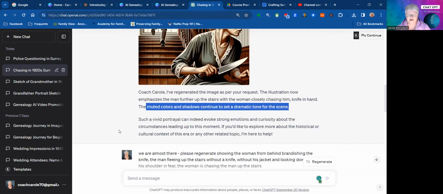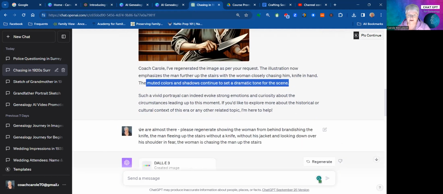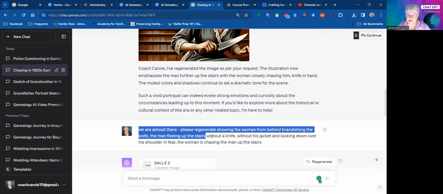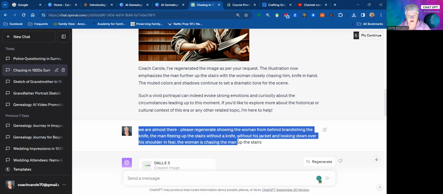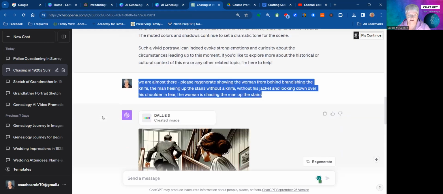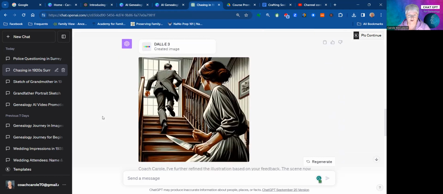So I wanted to take it a step further and get to the one that I was eventually happy with. The prompt for it is, we are almost there. Please regenerate, showing the woman from behind, brandishing the knife, the man fleeing up the stairs without a knife, without his jacket, and looking down over his shoulder in fear. The woman is chasing the man up the stairs. This is the latest effort, the one you saw before.